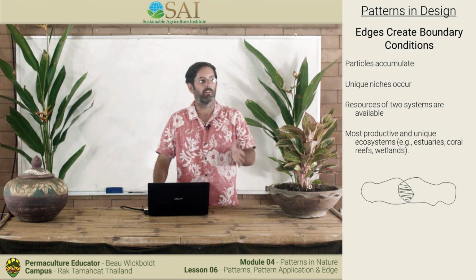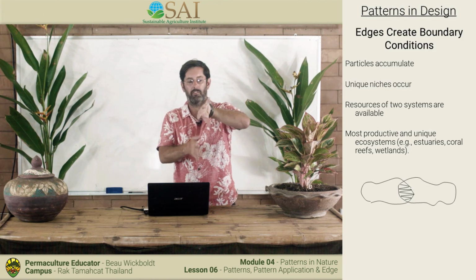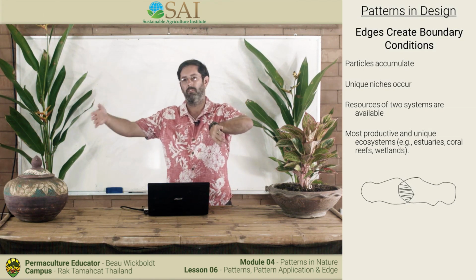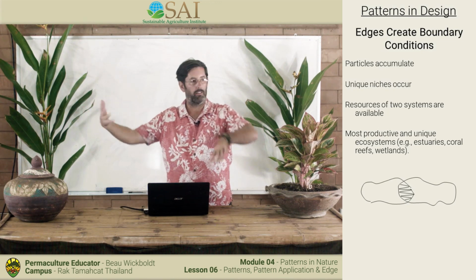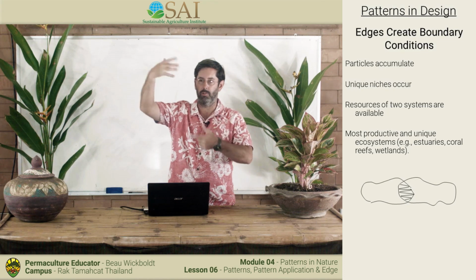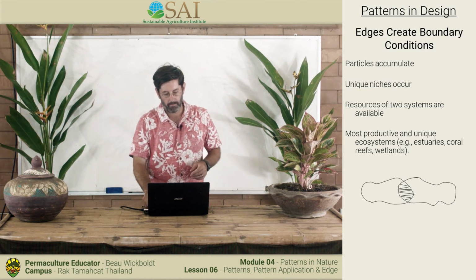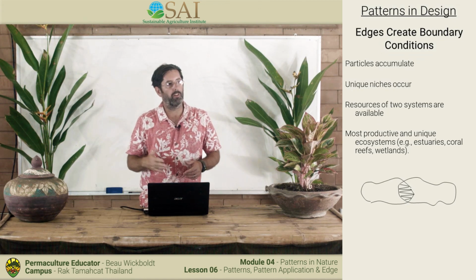Unique niches will then occur. This plant or species could live at that particular edge, but it would not be able to live in, say, the broader scale. Okay, so we can see that lots of times where we have fence lines with trees that grow up, there is habitat and birds, but not in the center. Resources of two different systems can become available at an edge.